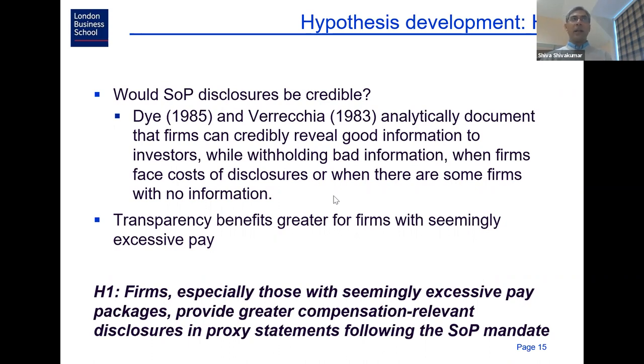Would the SOP disclosures be credible? That's a question that we are going to answer empirically. But there is theoretical literature which points out that even when managers have an incentive to be biased in their selection, namely that they want to provide only the good information to the investors and withhold bad information, even in such situations, the provision of information can be done credibly to the investors. And that's what the Dye and the Verrecchia models show. So we are going to look empirically at whether the disclosures associated with the SOP adoption rules are informative for shareholders.